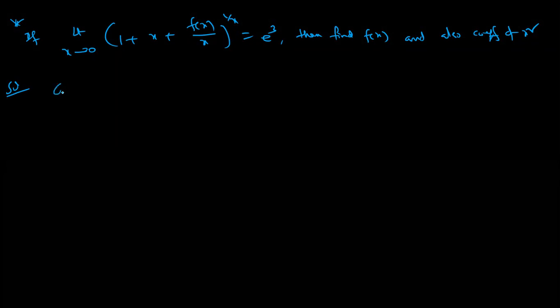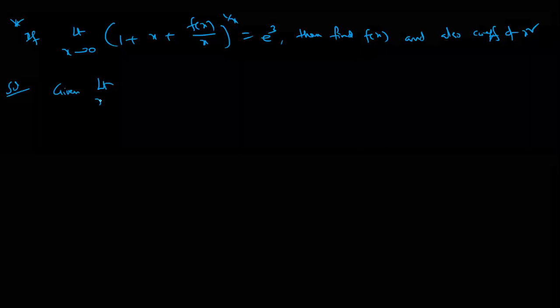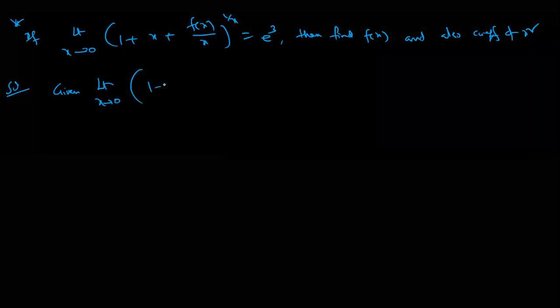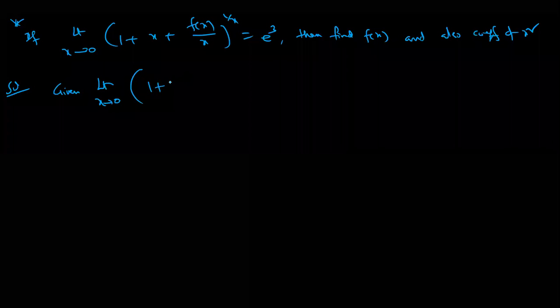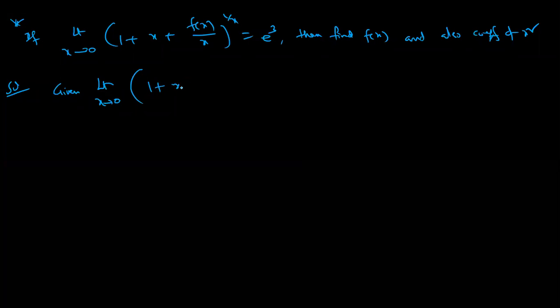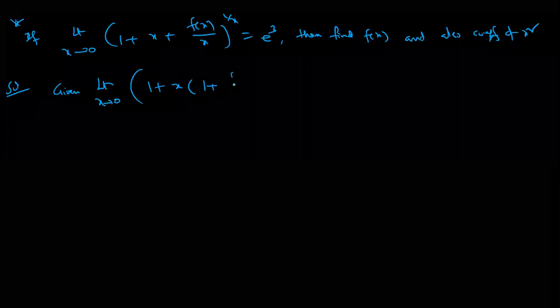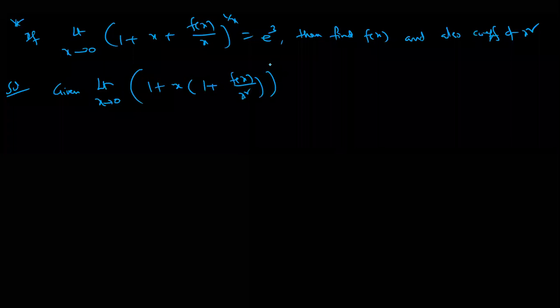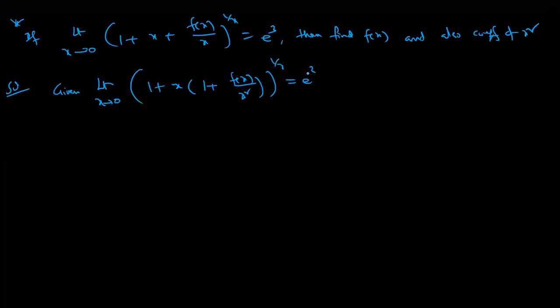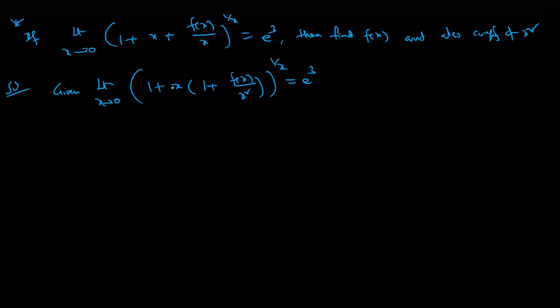Dear students, given limit x tends to 0, 1 plus f of x by x whole power 1 by x. So here, take x as a common factor. Suppose what is the remaining? 1 plus f of x by x square, whole power 1 by x is equal to e power 3. Clear? So what you are observing? Put x is equal to 0, 1 power infinity format is coming.